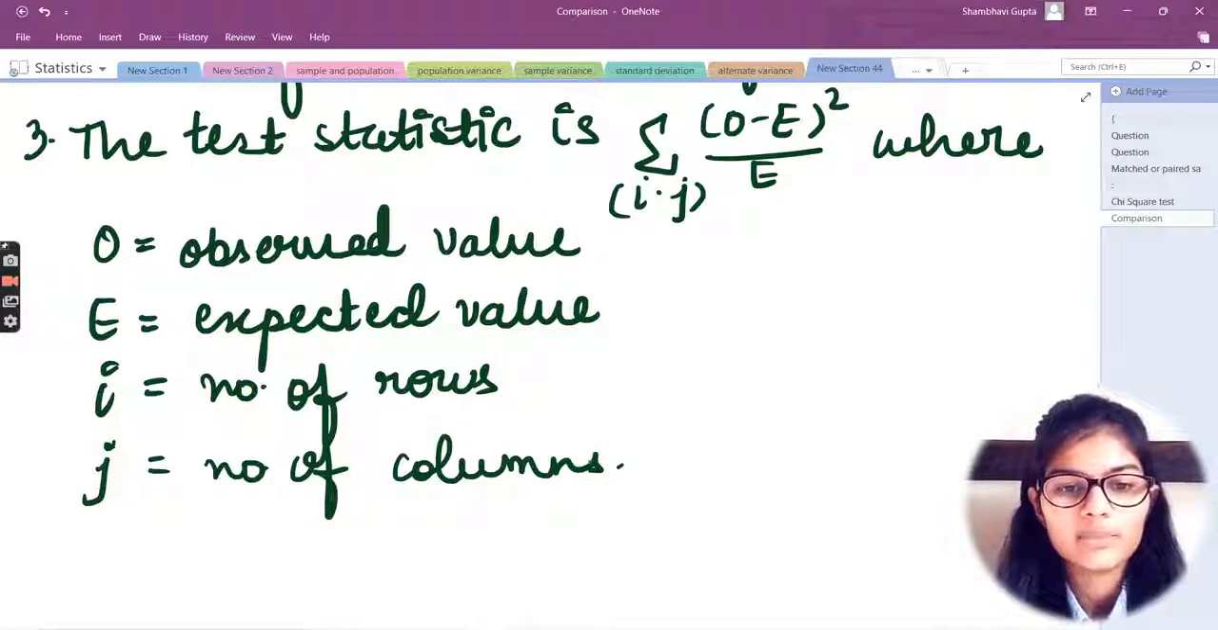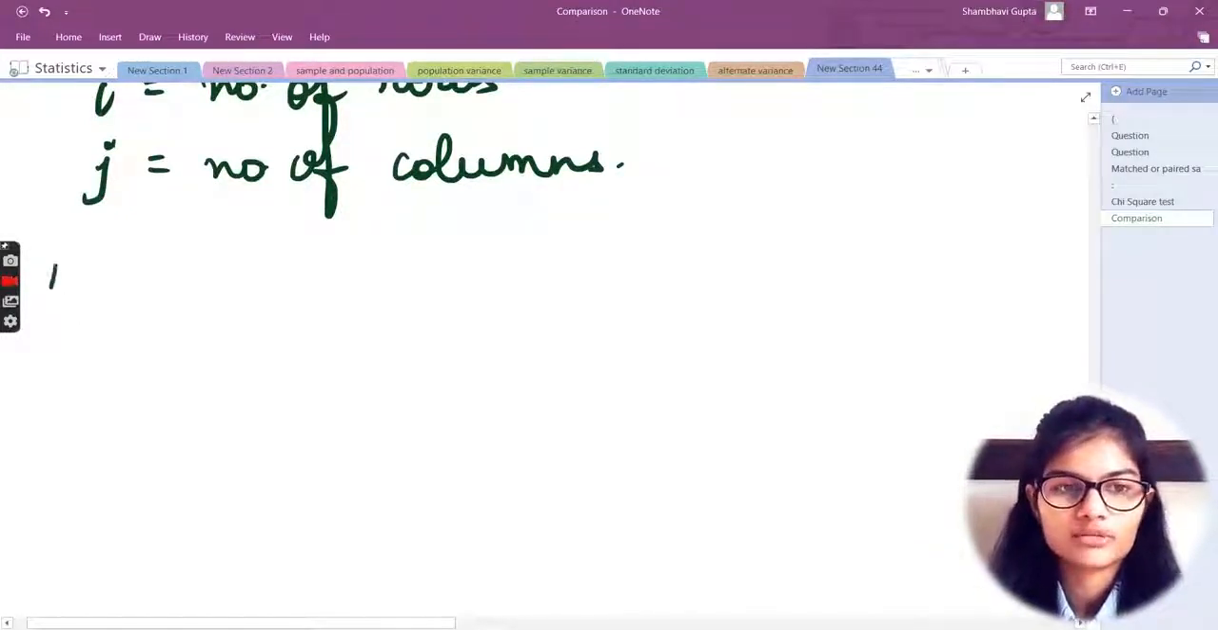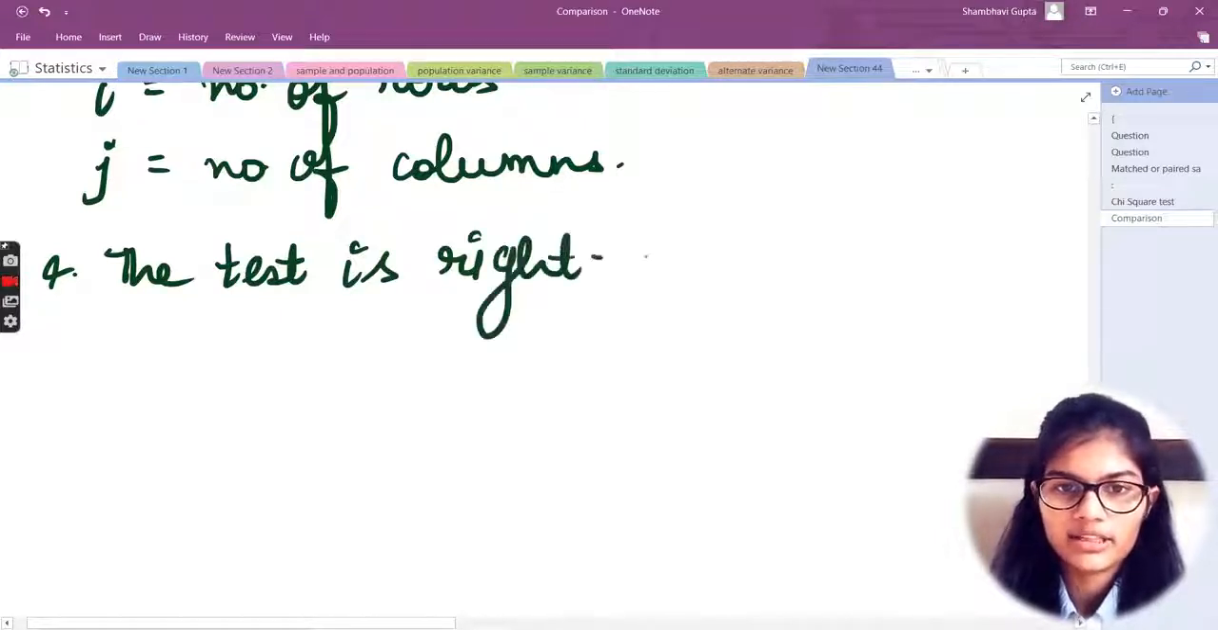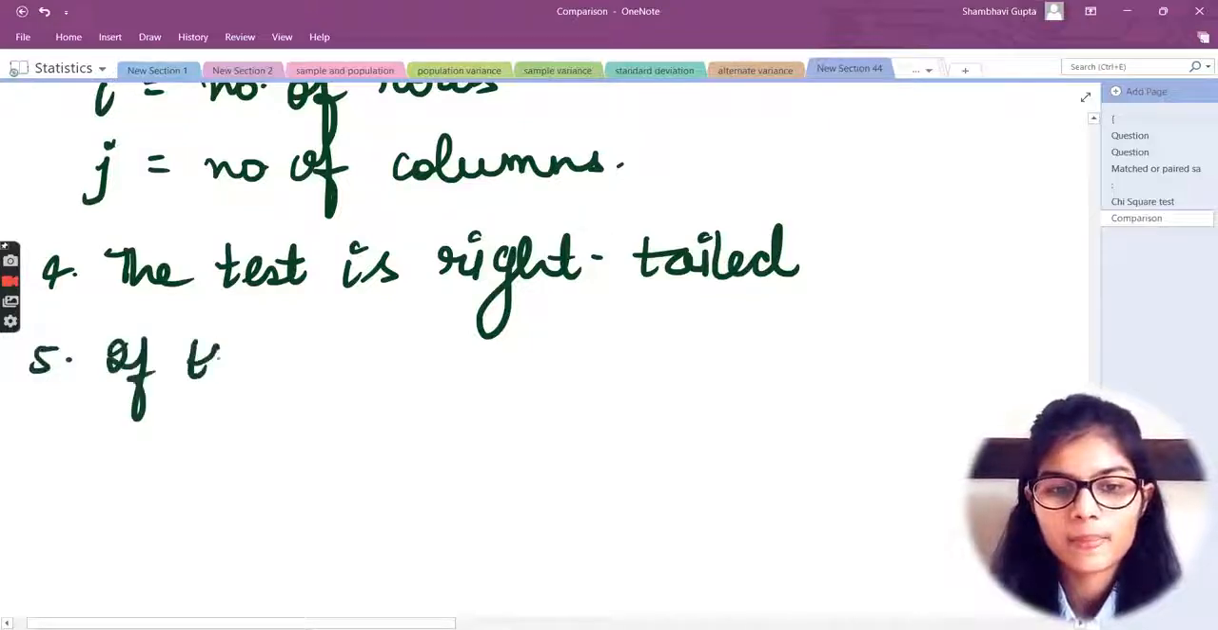Now what next thing regarding this particular test, it's the fourth point. The test which we are seeing, that is the test of independence, is right-tailed.